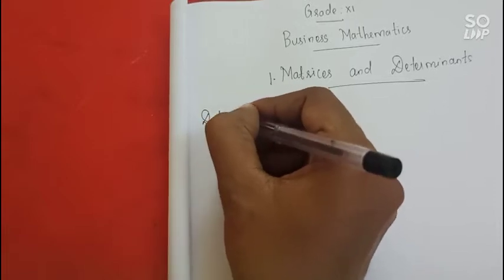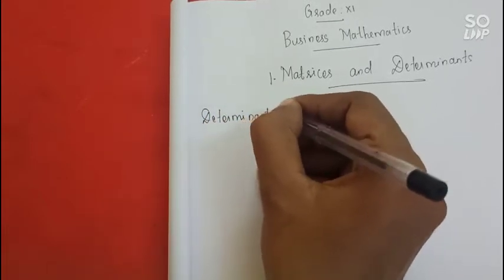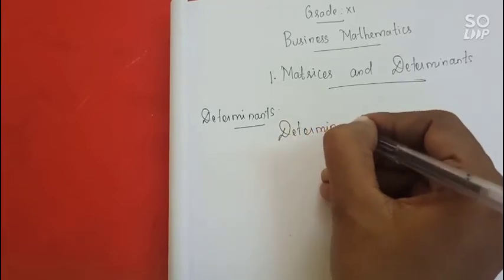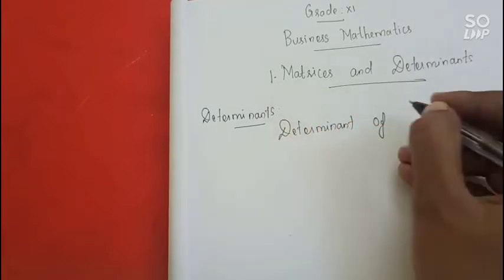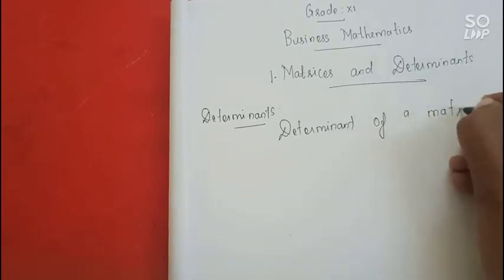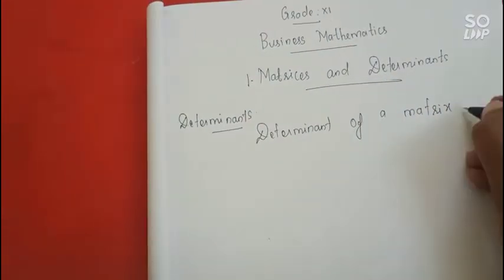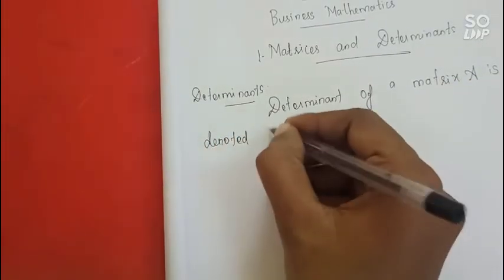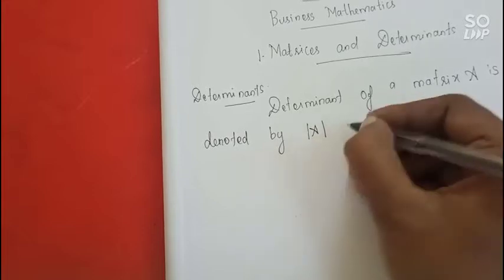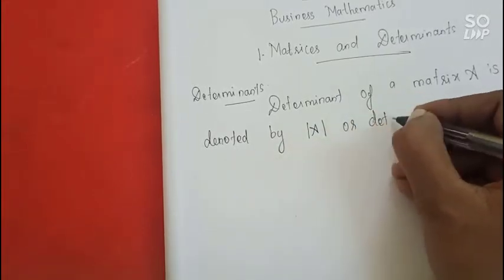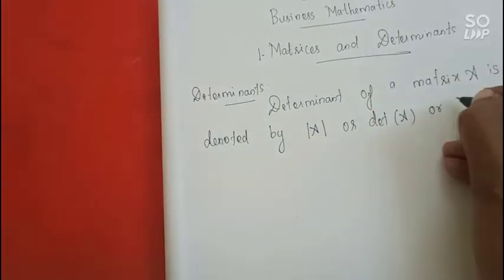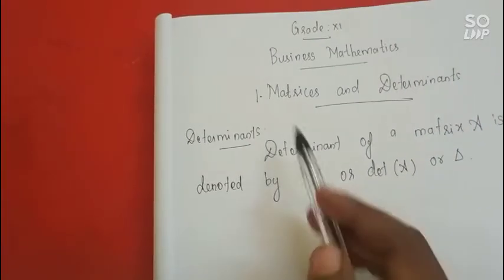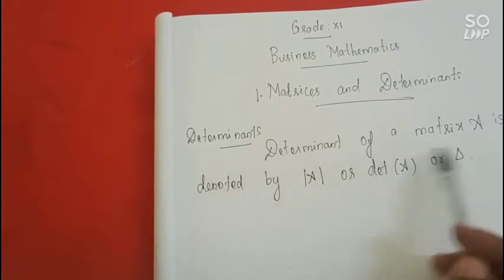Put the heading as determinants. Determinant of a matrix. You need to take this down to your note. Determinant of a matrix A is denoted by determinant of A, or det of A, or delta. These are the three symbols we will use. This you need to take down to your classwork. Put the heading matrices and determinants, side heading determinants, and take down.